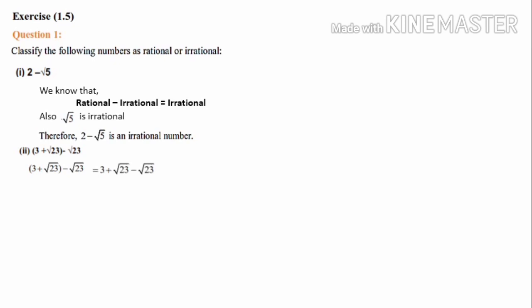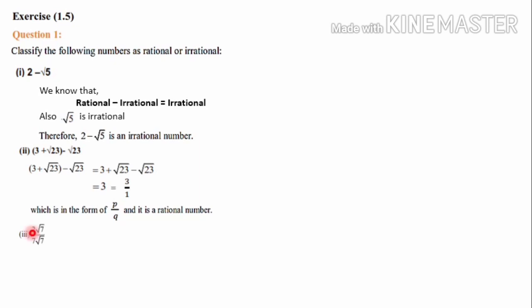The given number is equal to, just remove the bracket, 3 plus root 23 minus root 23. Here root 23 and minus root 23 can be cancelled, opposite signs. So the final answer we will get is 3. This 3 we can write as 3 by 1, which is in the form p by q. Therefore the given number is a rational number. Means 3 plus root 23 minus root 23 is a rational number.